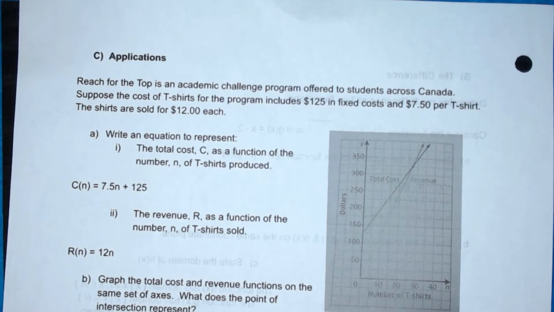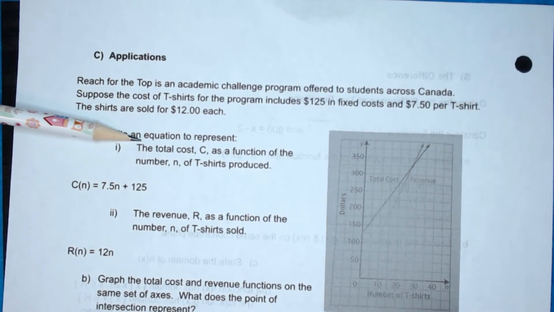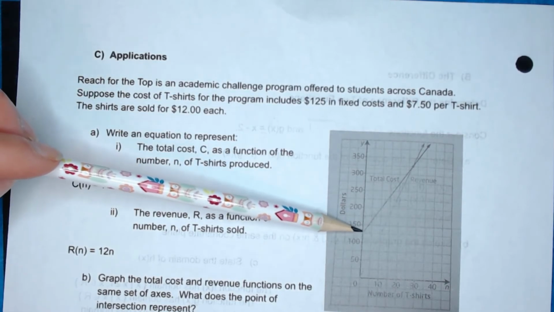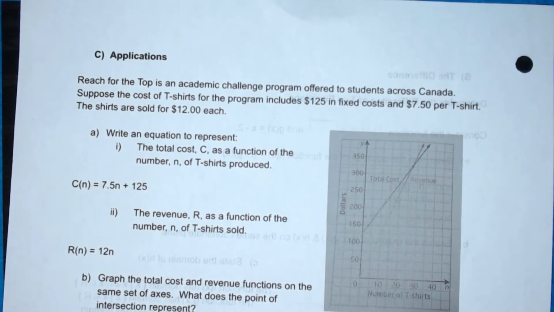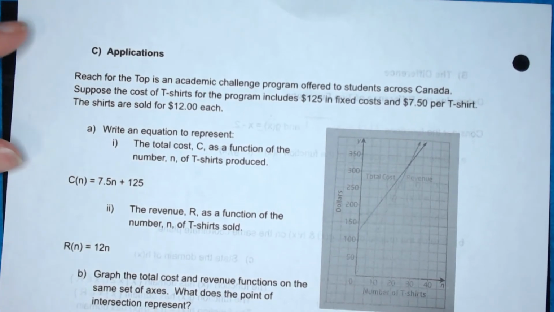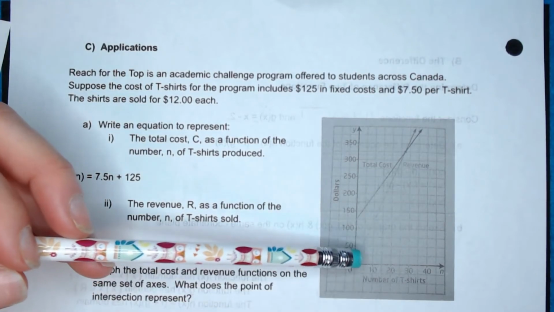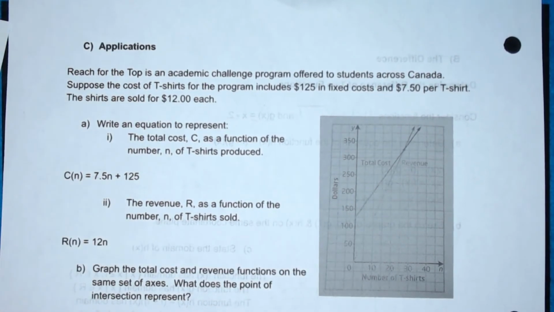So the first thing you're asked to do is write an equation to represent the cost. So the cost of the t-shirt is $7.50 times the number of t-shirts that you ordered plus that 125. So notice that on the graph it starts up here at 125. You have that cost that you need to pay before you even print any t-shirts. The revenue, so that's how much money you're making off of the t-shirts, is represented by $12 per t-shirt times the number of t-shirts you sell. And that one, of course, starts at 0 because your first t-shirt would give you $12.